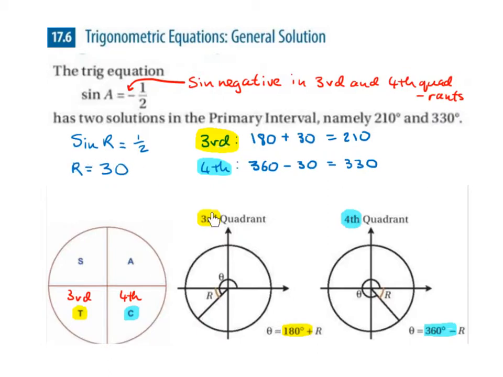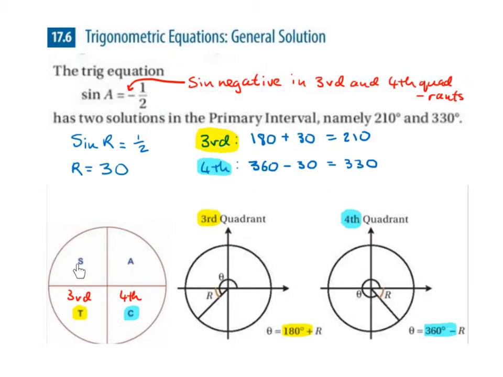So in the third quadrant, to figure out the angle, we say 180 degrees plus the reference angle. So 180 degrees plus 30 degrees is 210 degrees. So that's where 210 comes from. And in the fourth quadrant, it's going to be 360 degrees minus the reference angle. So 360 degrees minus 30 degrees is 330 degrees. That's what that 330 degrees comes from.